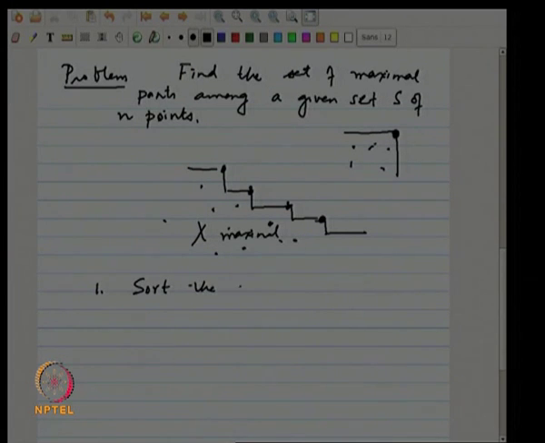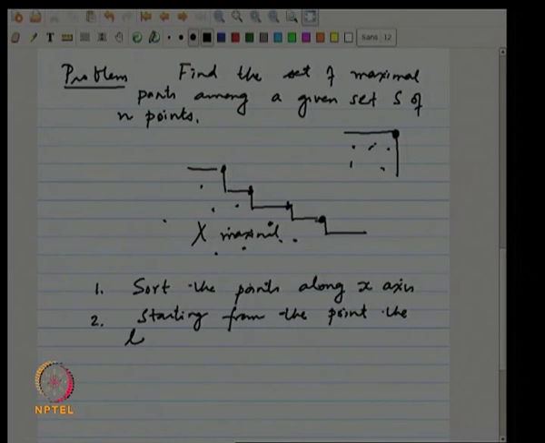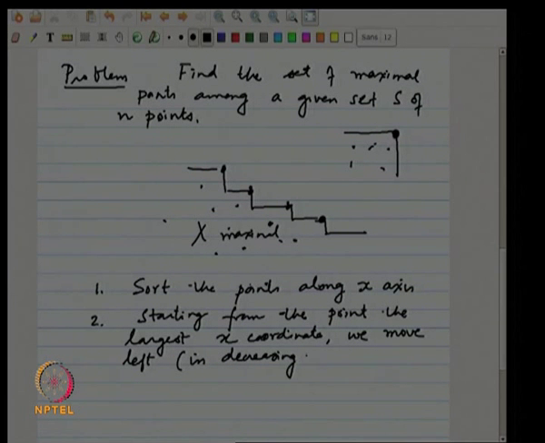Okay. Let me reiterate the proposed solution, which seems to be a nice and fast solution. You sort the points along the x axis, and then, starting from the point with the largest x coordinate, we move left, that is, in decreasing values of x. So this is what we do.